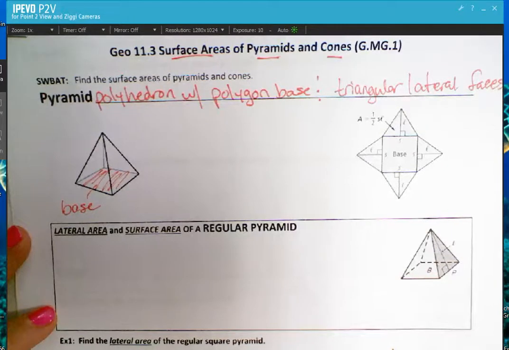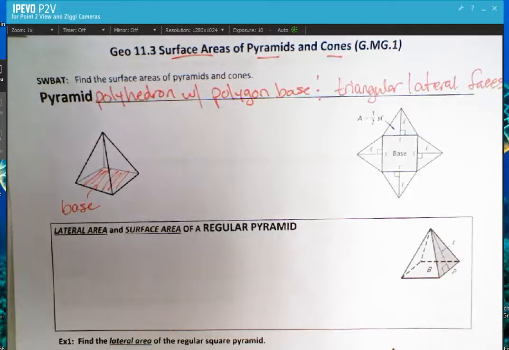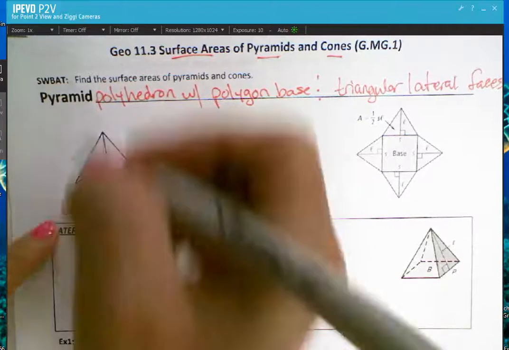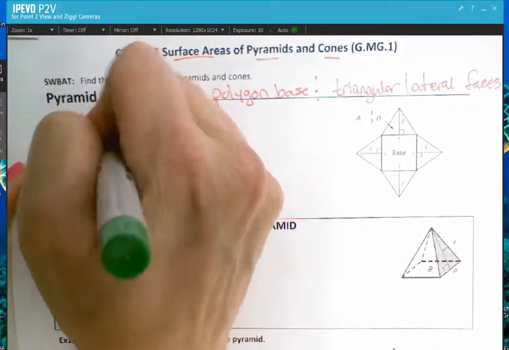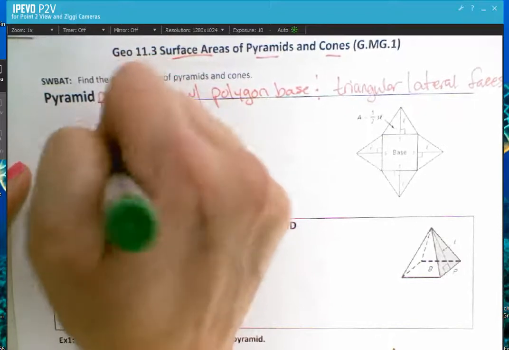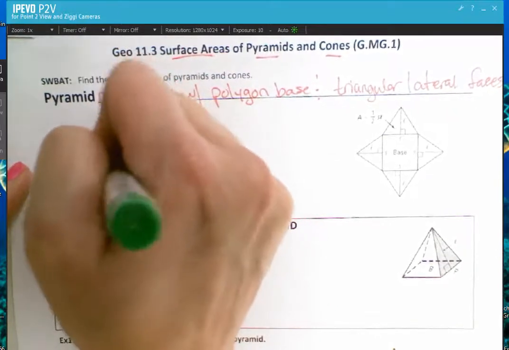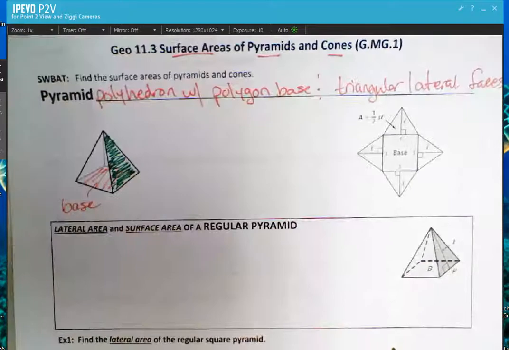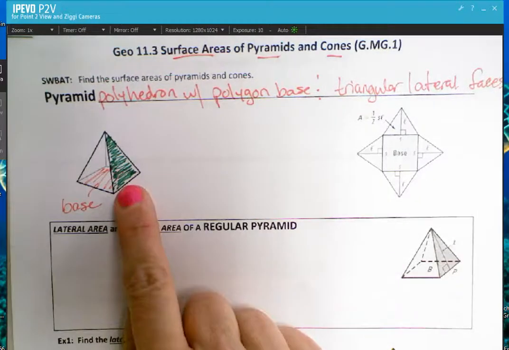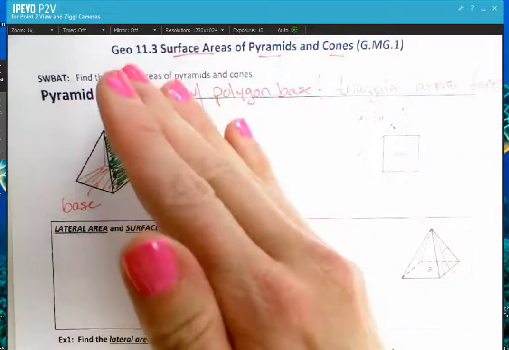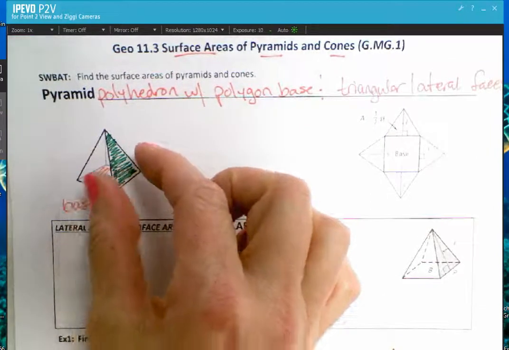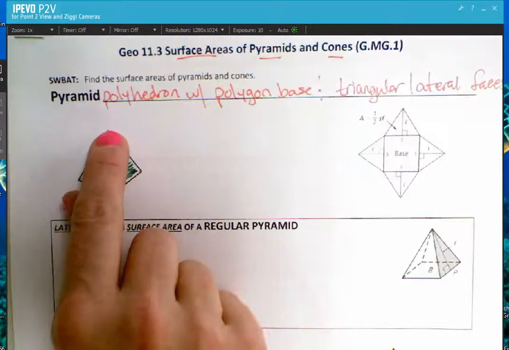We also have the lateral face. We have 4 lateral faces because I have 4 sides on my base. This is my lateral face, so it's going to be this triangle. What we're going to take a look at today is what's called a slant height. The slant height is the height of this slanted triangle, because all of these are tipped or slanted inward so they can meet at this vertex.